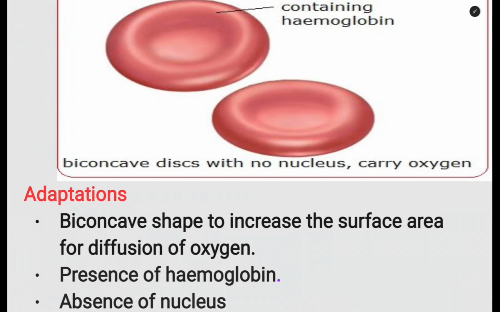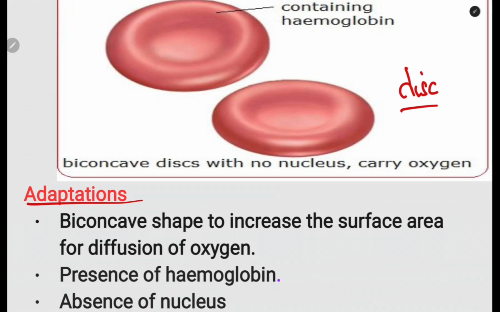Now, like I said, with adaptations we are looking at the features that enable them to perform their functions. What is the function of red blood cells? It has to transport oxygen. Now, what features do red blood cells have that enable them to transport oxygen? One adaptation is that they are biconcave in shape. That is to increase the surface area for diffusion of oxygen. As you can see, they are biconcave or disc-like.